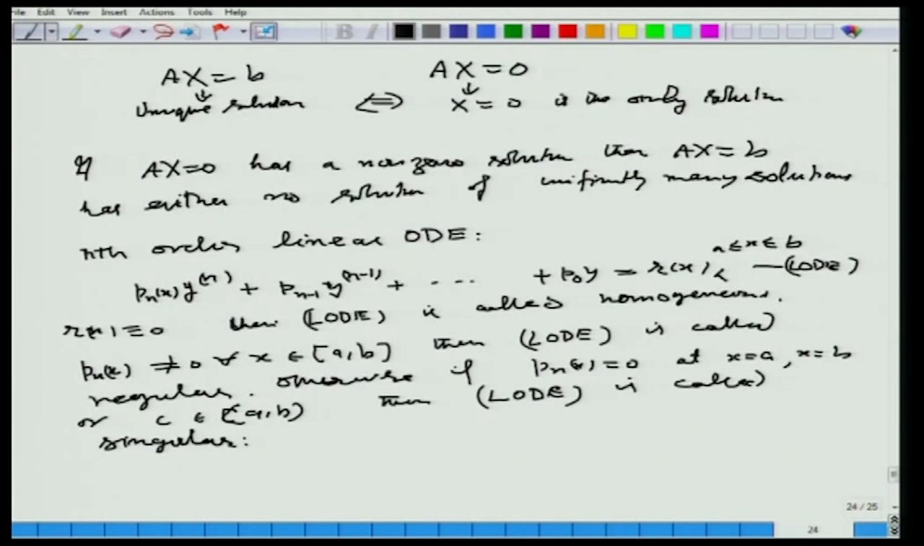Like you have the Legendre equation or the Bessel equation. So, we will consider these kinds of equations and their solutions next time, and so thank you very much for viewing this lecture attentively.